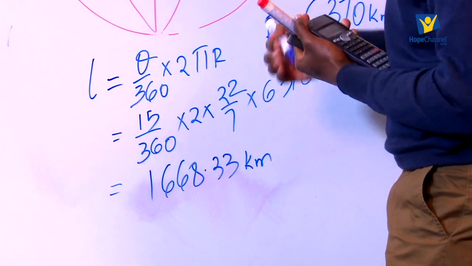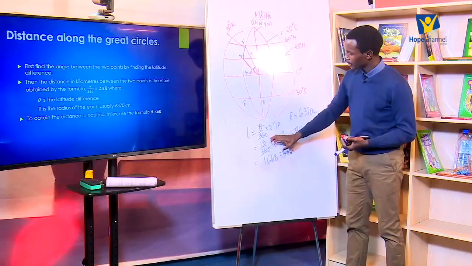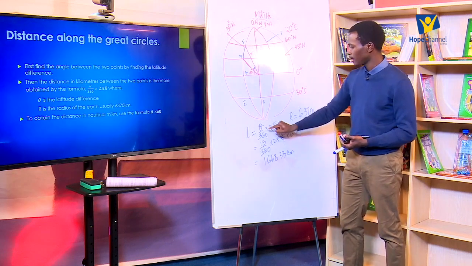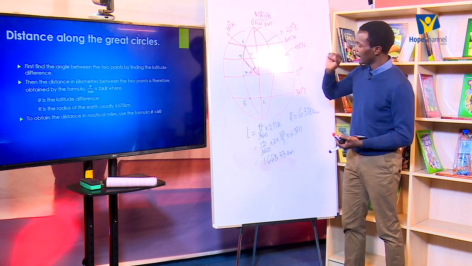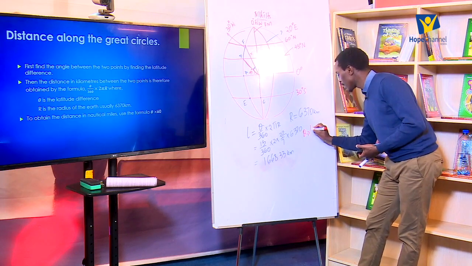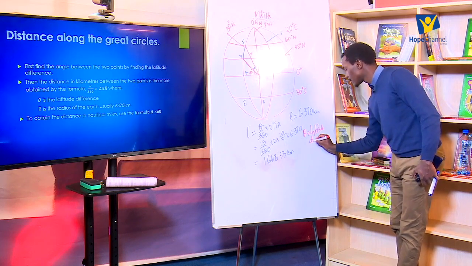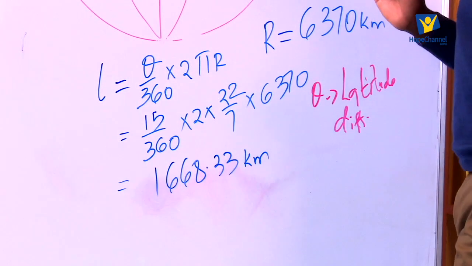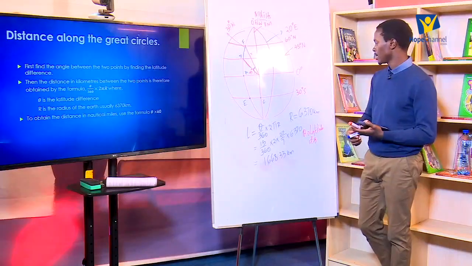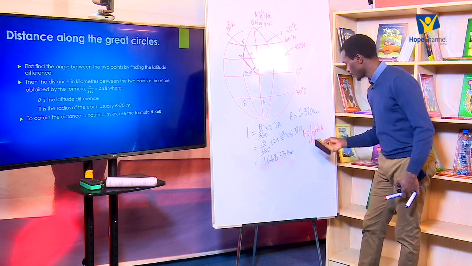This is how we work it out in kilometers. We use theta over 360 multiplied by 2 pi r. And what did I say the theta is? Theta is the latitude difference. That is how you get it. But if you were asked to get the distance in nautical miles, you're going to use a very simple formula. I can clean this one here.